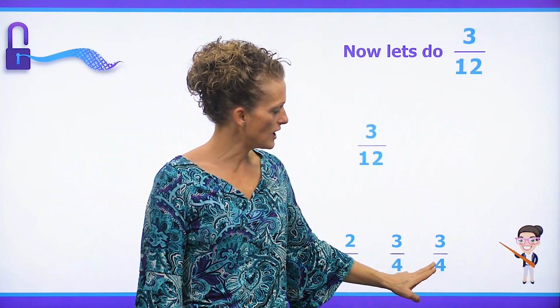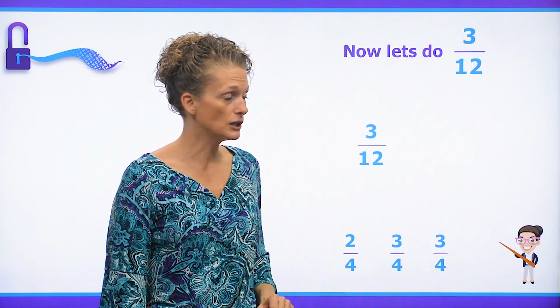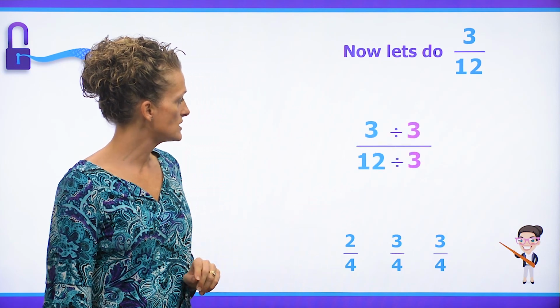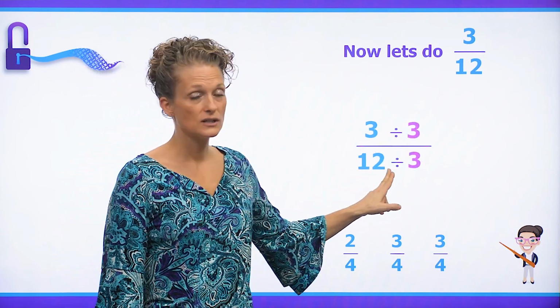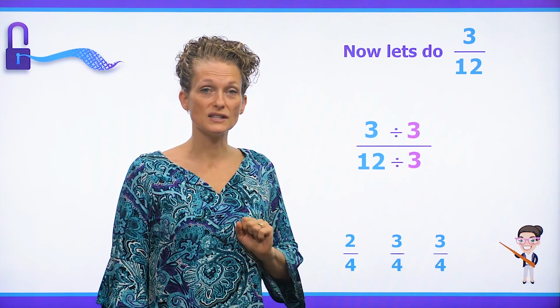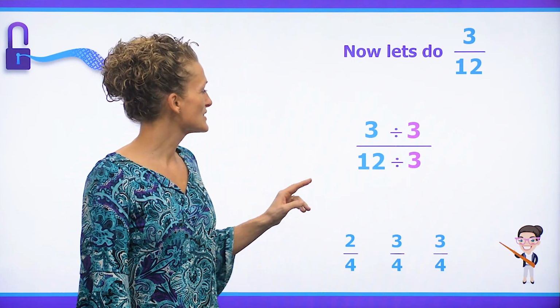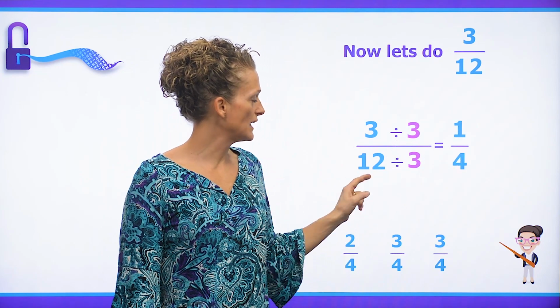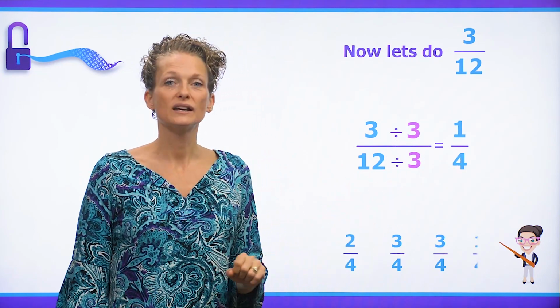And you can see we've already got a denominator of 4, so we can leave that one alone. And this is the last one that we need to do. 12 divided by 3 will give us 4. So if we divide the bottom by 3, we must divide the top by 3. So 3 divided by 3 gives us 1, and 12 divided by 3 is 4.